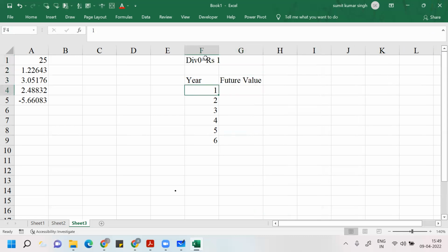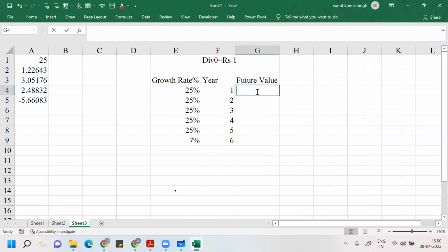And this is growing at 25%, right? This is growing at 25% from year 1 to year 5, and then from the 6th year it grows at 7%. So here what you can do, you write 1 rupee, which is the present dividend, into 1 plus 25%. You can find this value: you'll get 1.25. Again it is growing at 25%, so again you find 25% of that. You can do this every year for 5 years.